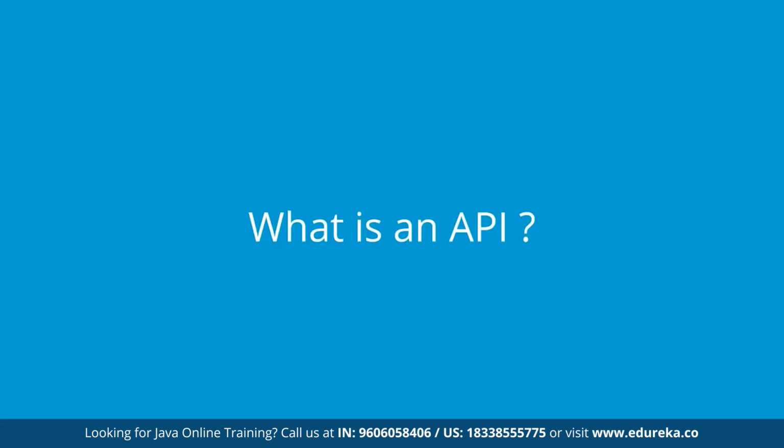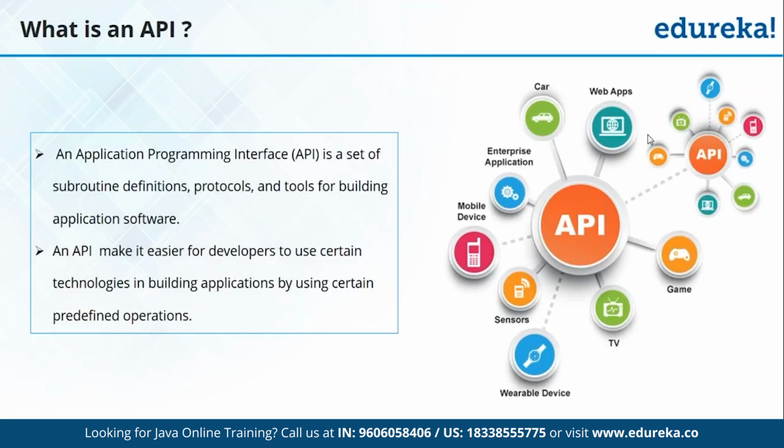So let's move forward and discuss the first topic, that is, what is an API. An application program interface, or an API as it's better known, is basically a set of different subroutines, protocols, as well as tools which will help you build application software. The reason the API is quite popular is because using an API, it becomes very easy for a programmer to build an application as well as use different technologies without actually needing to know how their internal implementation works.